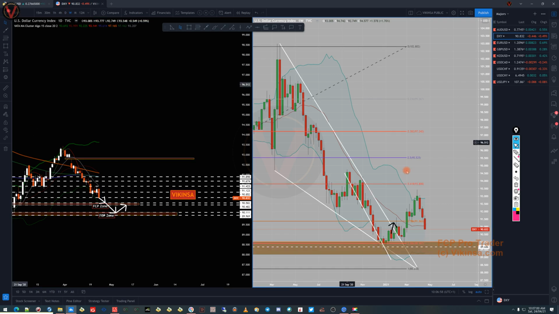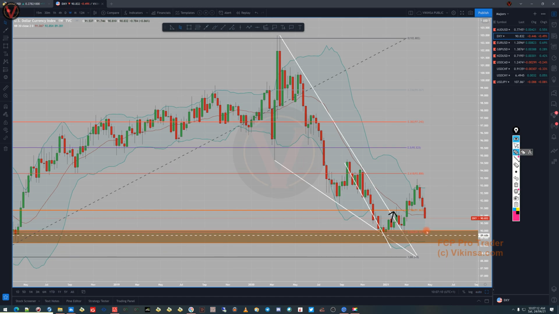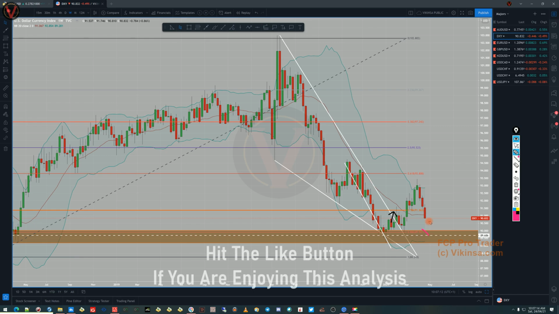So this was the demand zone and FCP zone combined together. The market came here and started to go higher, and then tested again, started to go higher. Now I do not expect the market to continue to go down into this region once again.